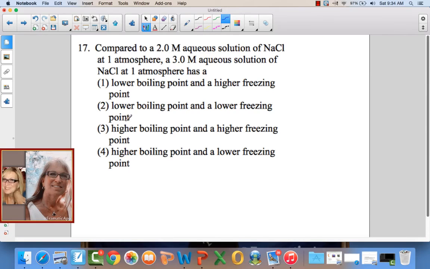Alright, we're going to do a couple of practice problems from the topic review, and that's going to wrap up this crash lesson on solutions. Compared to a 2 molar aqueous solution of NaCl, a 3 molar aqueous solution of NaCl does what? Well, this is more concentration, so it is going to have a higher boiling point and a lower freezing point. It's going to do the most work.